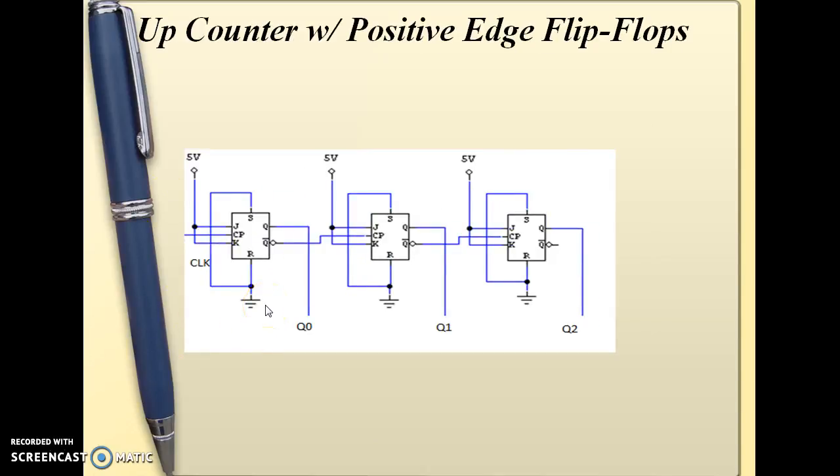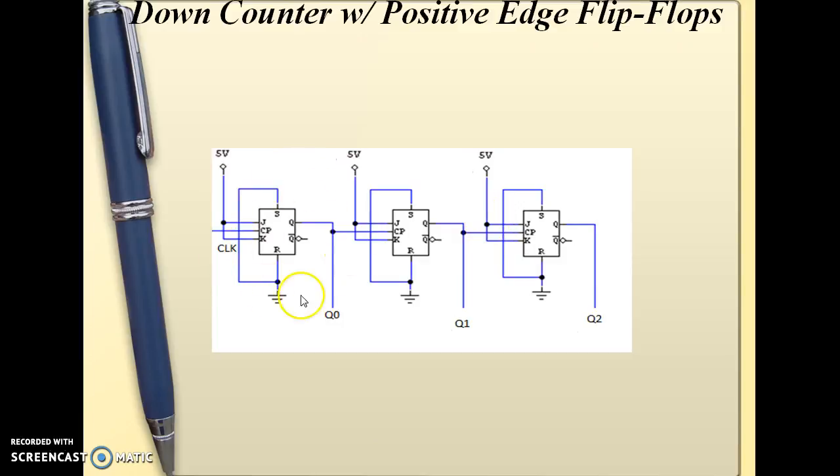Again, if we are provided with the positive edge triggered flip-flop, we can configure it as an up counter by connecting the Q bar output of the previous stage to the clock input of the next stage, like this. So here also the JK flip-flop should be configured in toggle state. So this will count from 000 to 111.